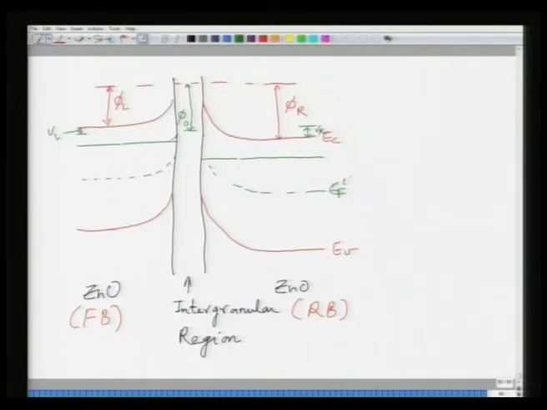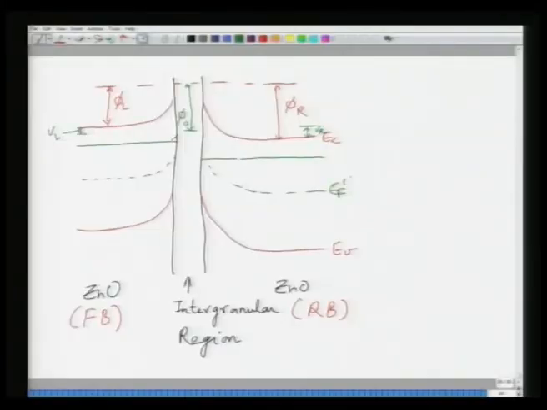Now, as a result, since you have band bending taking place, you have tilting of bands: on one side the bands are raised, and on the other side the bands are lowered. As a result, you have tunneling of carriers through the intergranular junction, which allows the current to flow in one direction, across the intergranular layer.